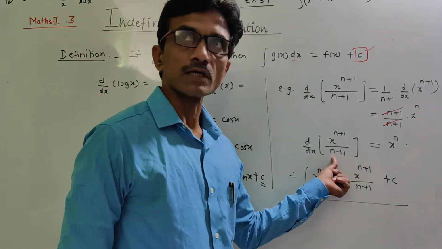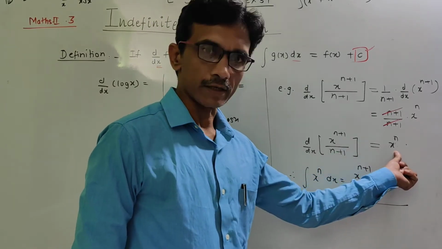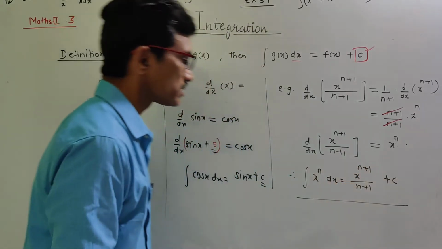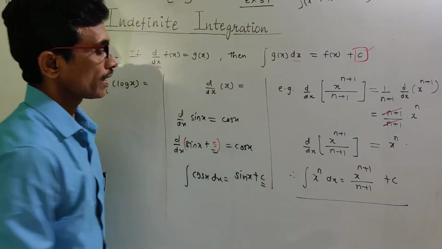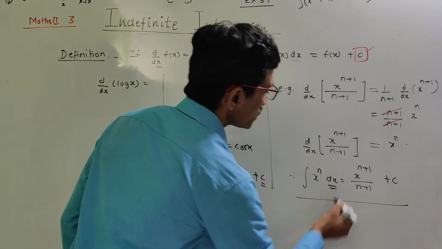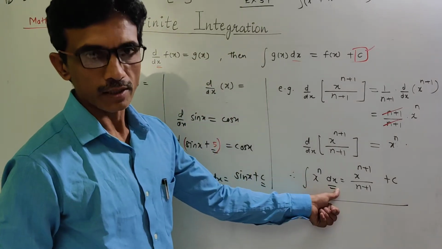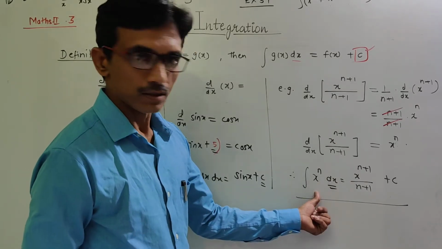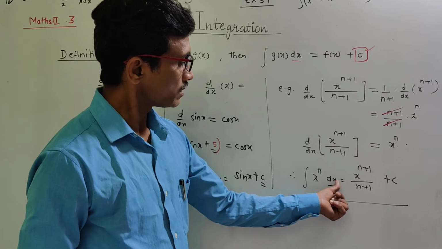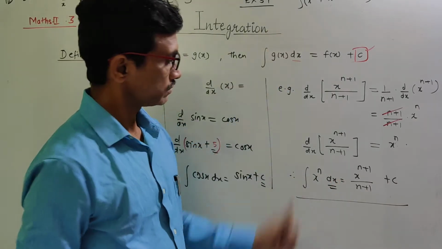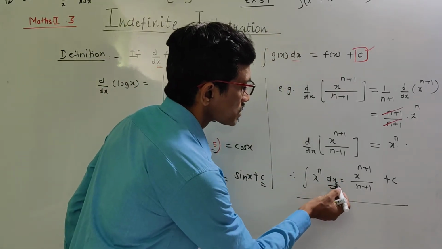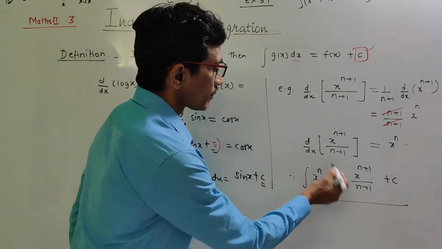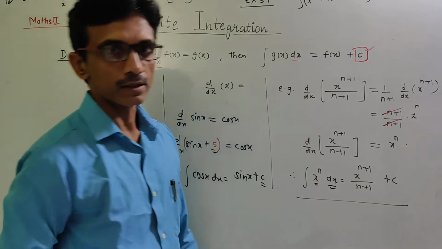So the derivative of this f(x) is equal to g(x). Then the antiderivative of this is the indefinite integral. This is the integration sign, and here we write dx. This dx means we are integrating with respect to x. This is the integrand, and the process of finding this is nothing but integration.